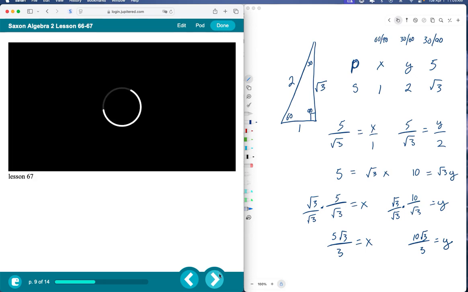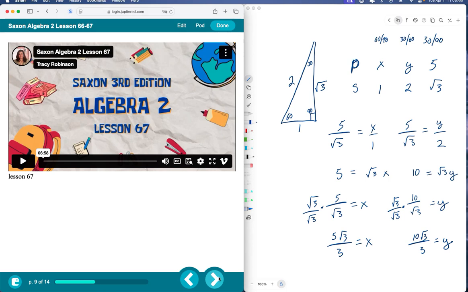Oh, now we're in lesson 67. Lesson 67 is so super fun. Let me see what it is about. I don't know, but I'm telling you that it's about really fun stuff. So it's about radical denominators. Basically, when you have a radical in the denominator, we don't want it.